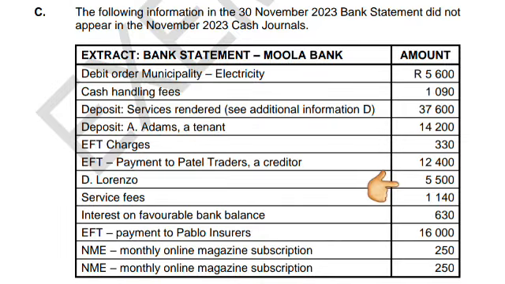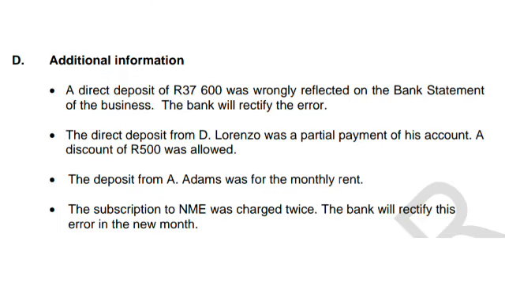But let's look at information D to confirm what we are assuming. Bullet number 2 in information D says the direct deposit from Gr11 was a partial payment for his account. A discount of 500 was allowed. It is not your job to worry about the discount allowed, because why? Discount is not cash. There is not a physical cash amount that we are losing. We just gave him a discount.